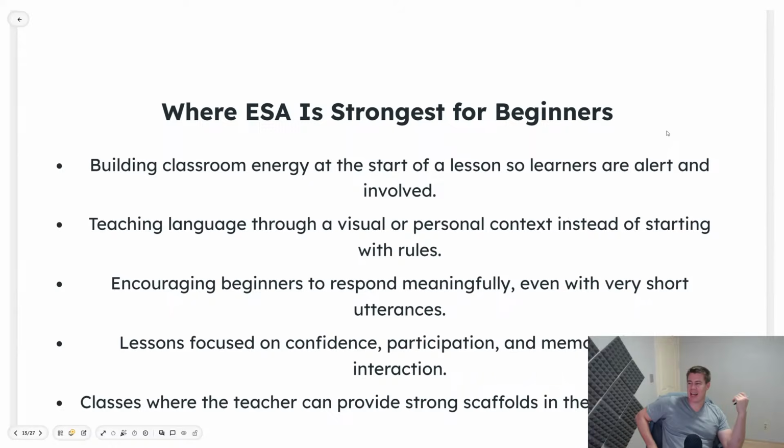Okay, then when is ESA strongest for beginners? Because we can already say that for advanced students, we can see many situations where it's better. Building classroom energy at the start of a lesson so learners are alert and involved. Teaching language through visual or personal context instead of starting with rules. Encouraging beginners to respond meaningfully. Lessons focused on confidence, participation, and memory through interaction. Classes where the teacher can provide strong scaffolds in the activate stage. So if you support your students enough during some of those stages.